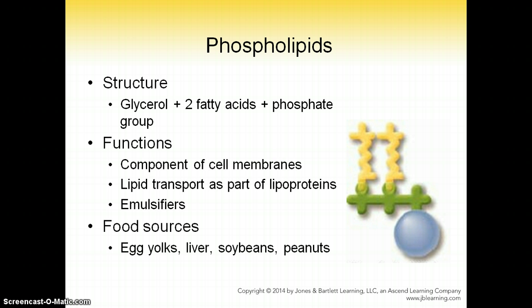These phospholipids are made by the body, not from the diet, and we know then that when we have food sources such as egg yolk, liver, soybeans, and peanuts, they're often lost when the foods are processed and we don't get the benefit or the health part of that.